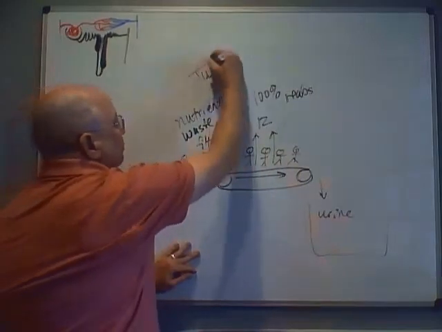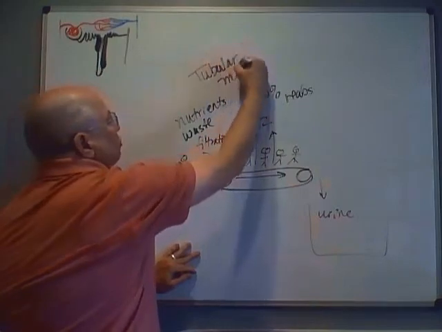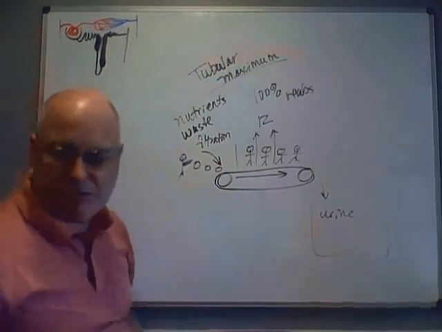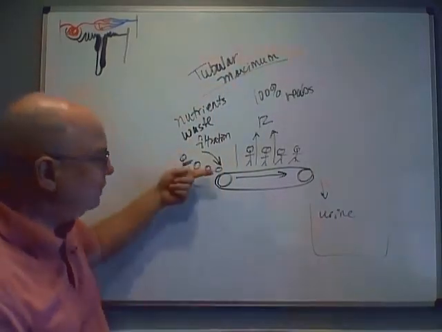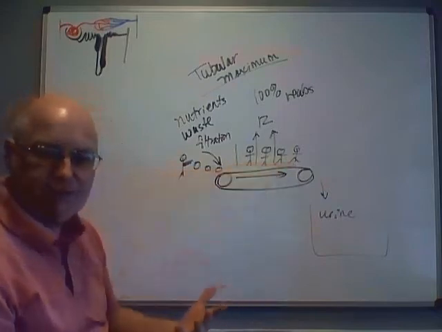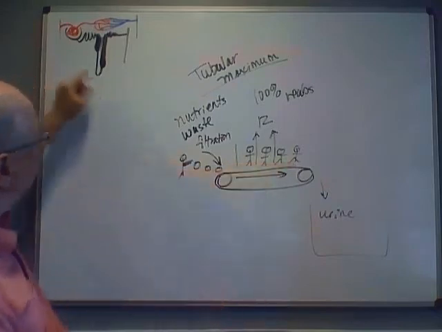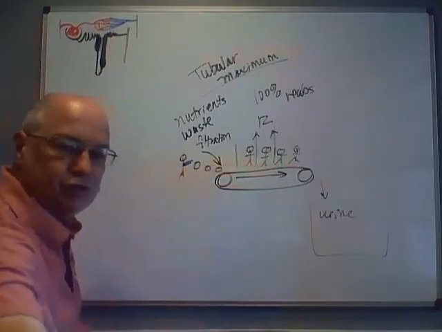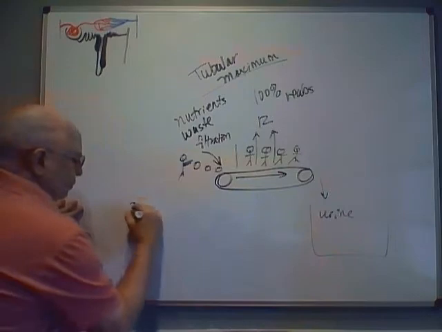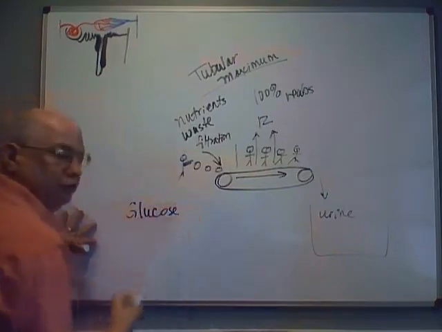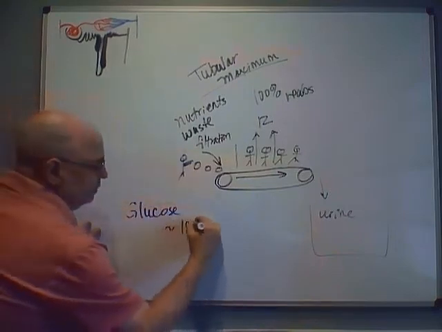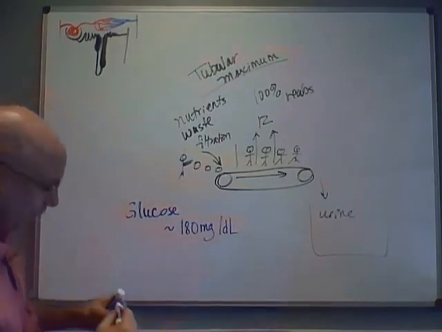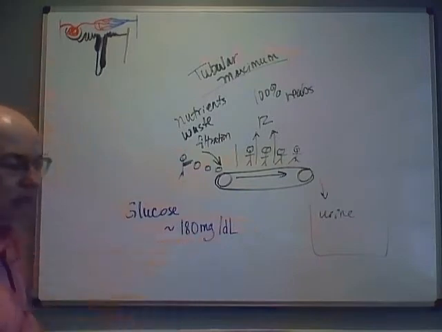The tubular maximum, and this is written in my note set, you don't have to go look it up. The tubular maximum is the concentration at which we can reabsorb 100% of a substance. So there's a certain concentration when glucose is going by here, and y'all should probably know this one. For glucose, the tubular maximum is approximately 180 milligrams per deciliter, tenth of a liter. Okay, so 180 milligrams per deciliter.